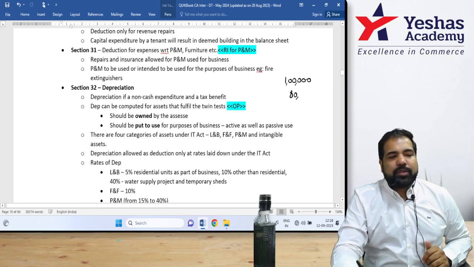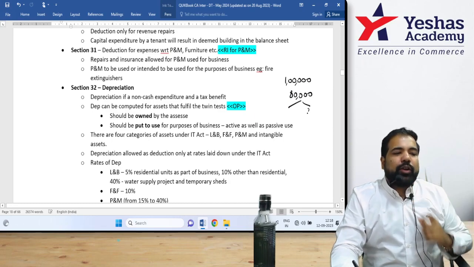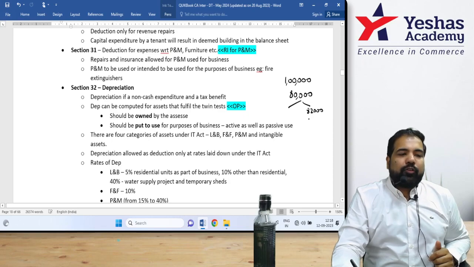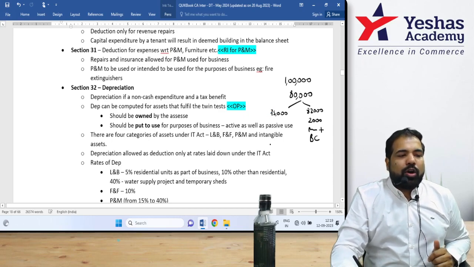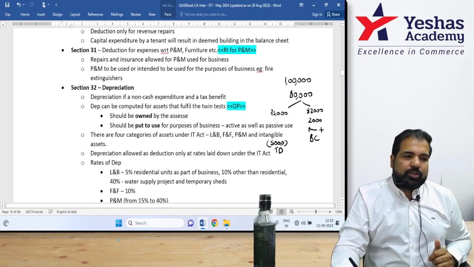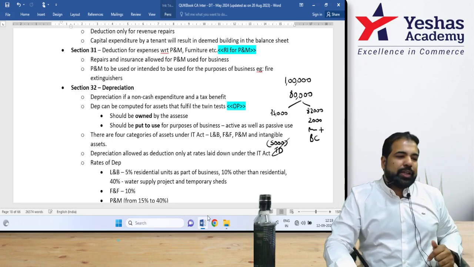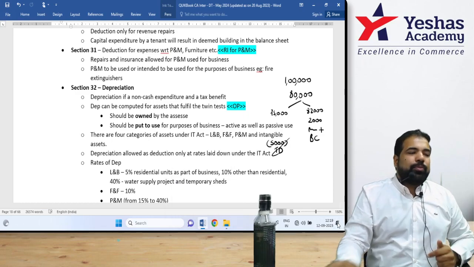And if the value becomes 80,000 and you sell it for 82,000, profit of how much? This profit is called balancing charge. You have to just add it in the exam. And if it is sold for 75,000, loss of how much? You will just minus it and call it terminal depreciation. But this is not important because this is SLM. What is most important?